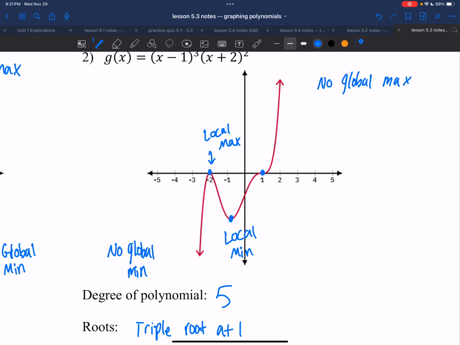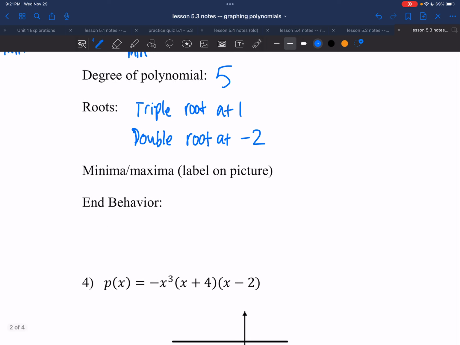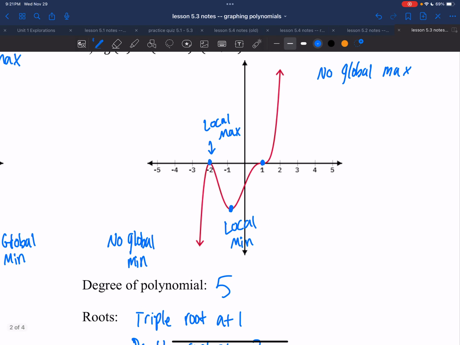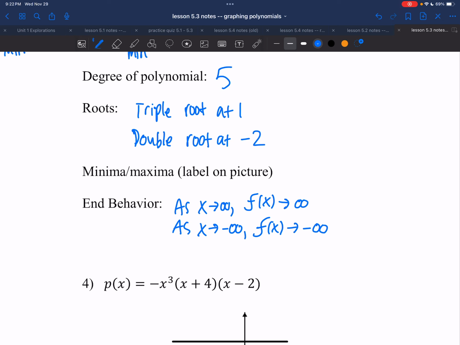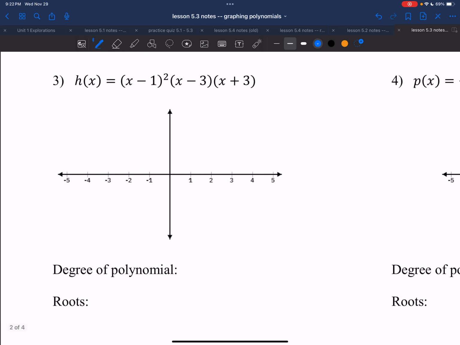Odd degree polynomials will never have global max or mins. That's interesting. End behavior: as I go to the right, it goes up. As I go to the left, it goes down. So the way I describe that is as x goes to positive infinity, f of x goes up, which means it goes to positive infinity. As x goes left, which is negative infinity, f of x goes down, which is negative infinity. Done. Okay, and so that's just practice analyzing.